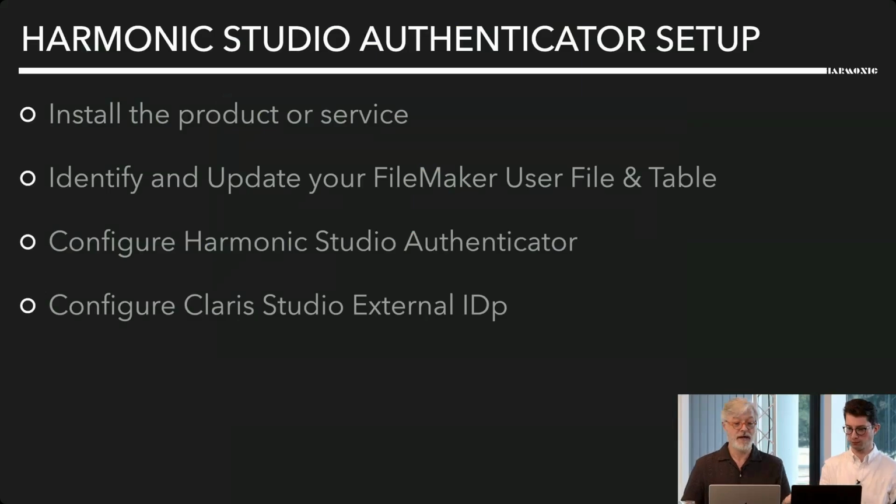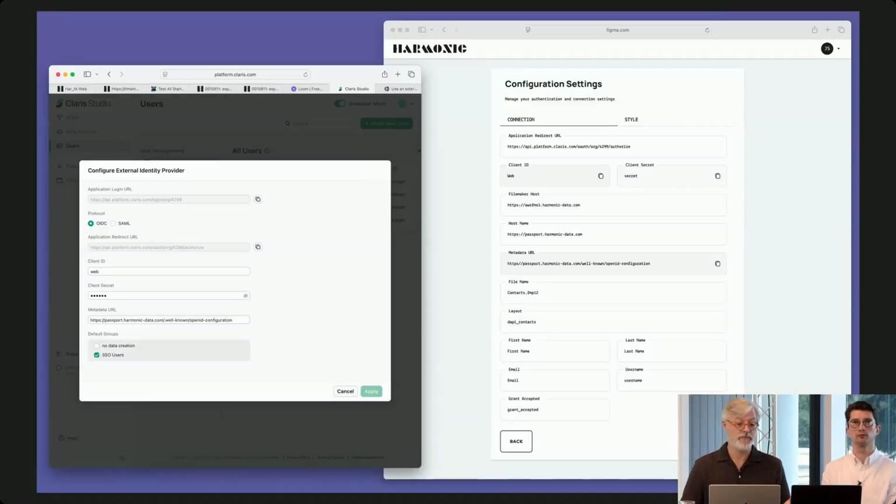So once you had that, we would need to set it up. What would that look like? Really, it would be a simple process of copying data back and forth between that Claris Studio external IDP setup screen and our hypothetical FileMaker or Harmonic Studio Authenticator, right? So we'd copy some things back and forth.